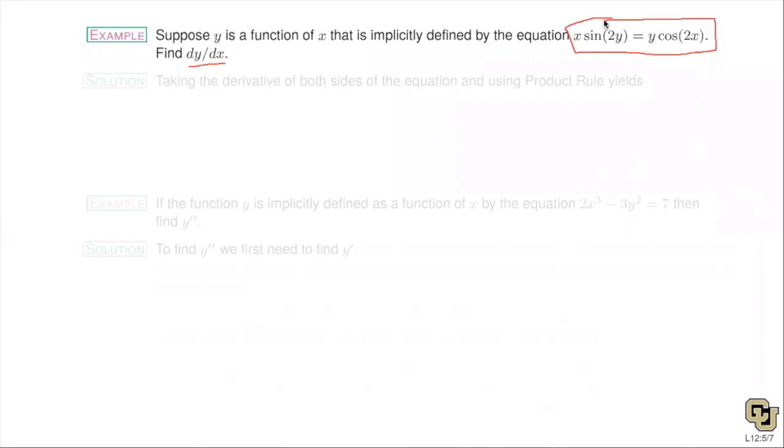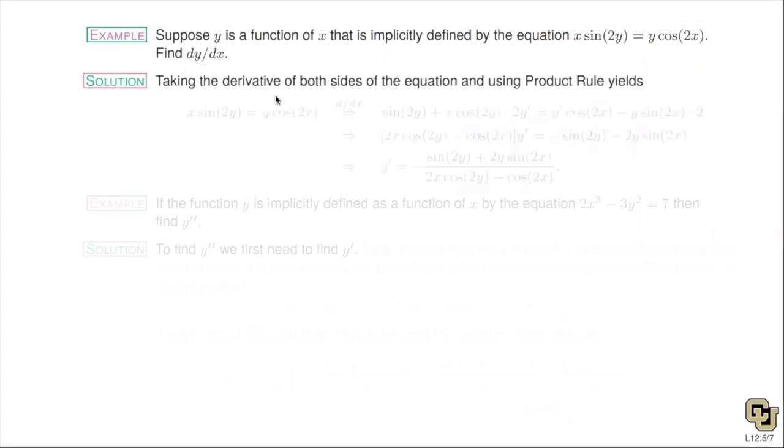Don't fall for that temptation. Instead, take the derivative of both sides immediately. And now, of course, be careful. Here, x times sine of 2y, that's a product, so I have to use a product rule there. Y times cosine of 2x: y is a function of x, cosine of 2x is a function of x. This is a product of functions of x. I'm going to, again, need a product rule. Okay, so here I'm going to start.